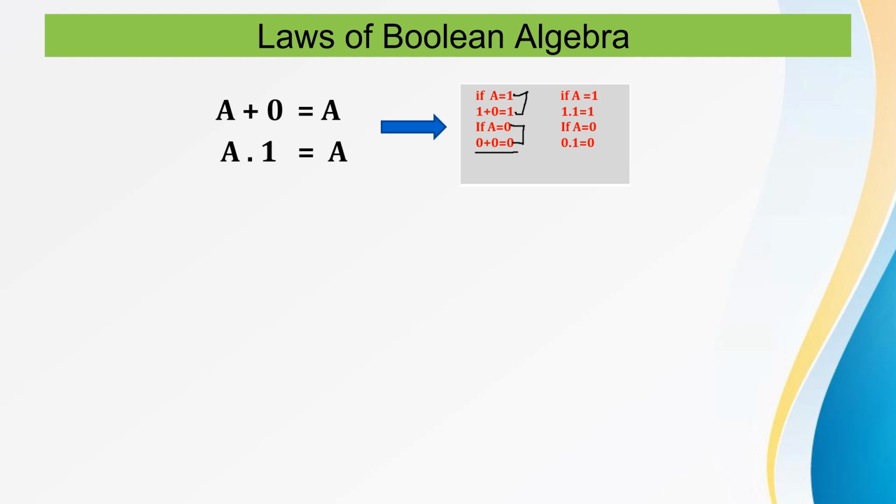Next is a dot 1, which is equivalent to again a. Similarly with the AND gate, if a is equal to 1, 1 into 1 equals 1. If we consider a is equal to 0, 0 into 1 equals 0. So whatever the value of a is, the output is the same. So it represents a.